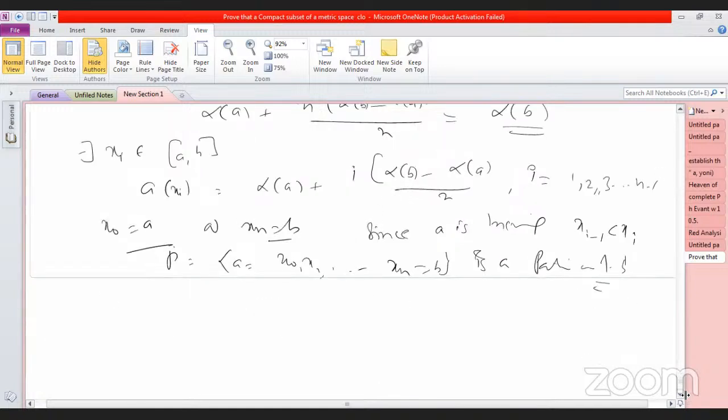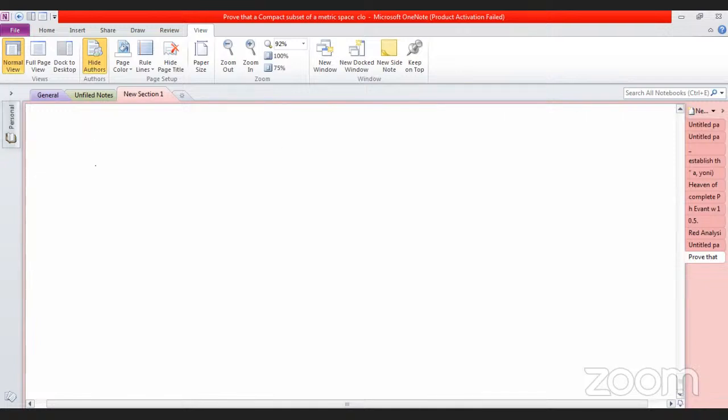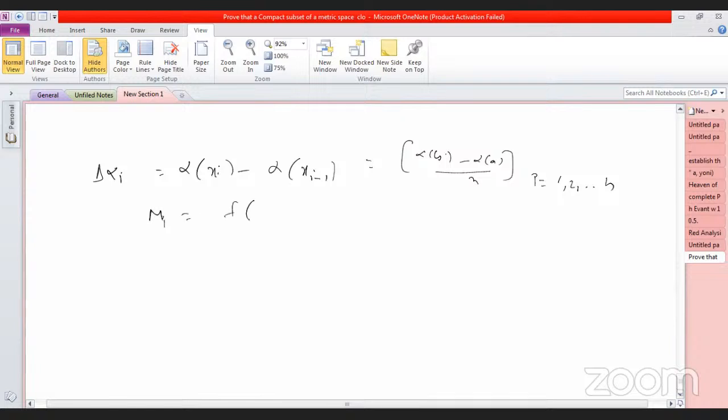So delta alpha i is alpha of xi minus alpha of xi minus 1, which is alpha b minus alpha a by n, for i equal to 1, 2 and so on n. Mi is equal to the supremum of f on the ith subinterval, and small mi is the infimum. This is upper, this is lower. Supremum is capital and infimum is small, right? Since f is increasing, these are attained at xi minus 1 and xi.